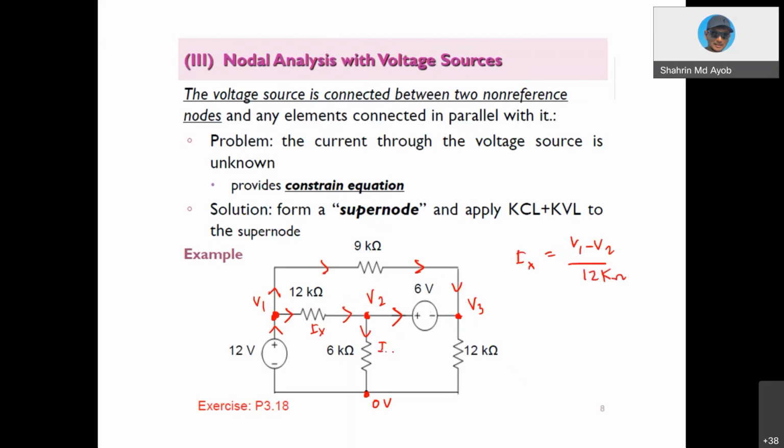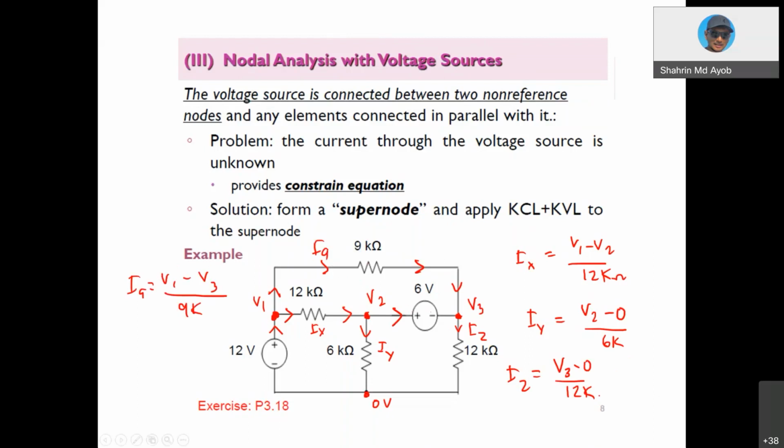What about this one, IY? IY is V2 minus 0 over 6K. What about IZ? IZ is V3 minus 0 over 12K. What about IA? IA is V1 minus V3 over 9K. So it's very easy if you have a resistor, to calculate the current or get the equation of the current.